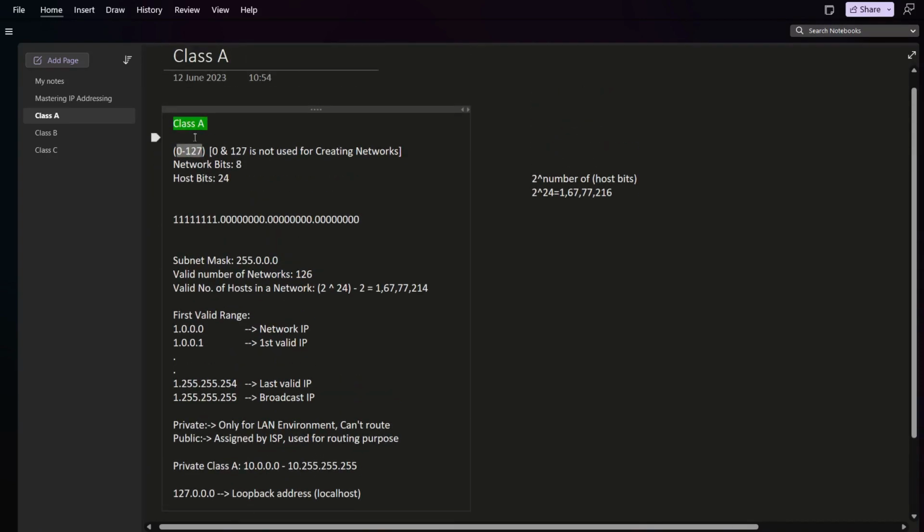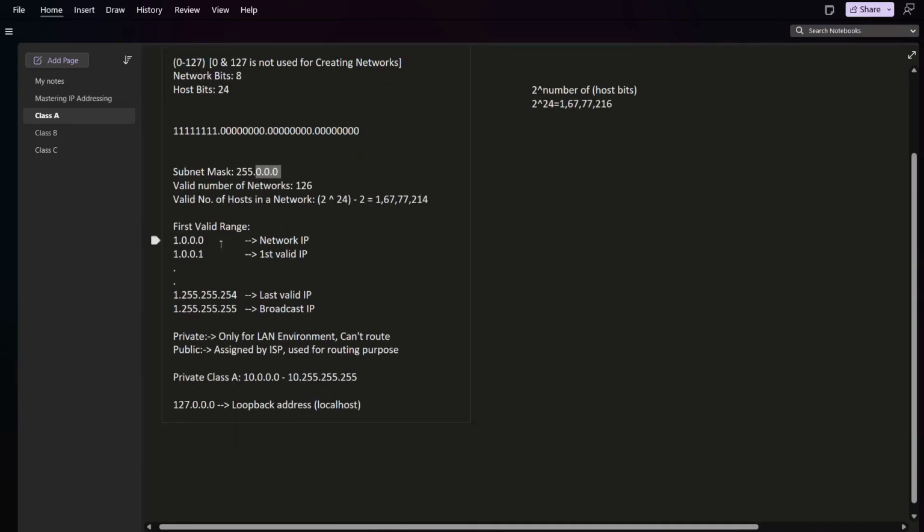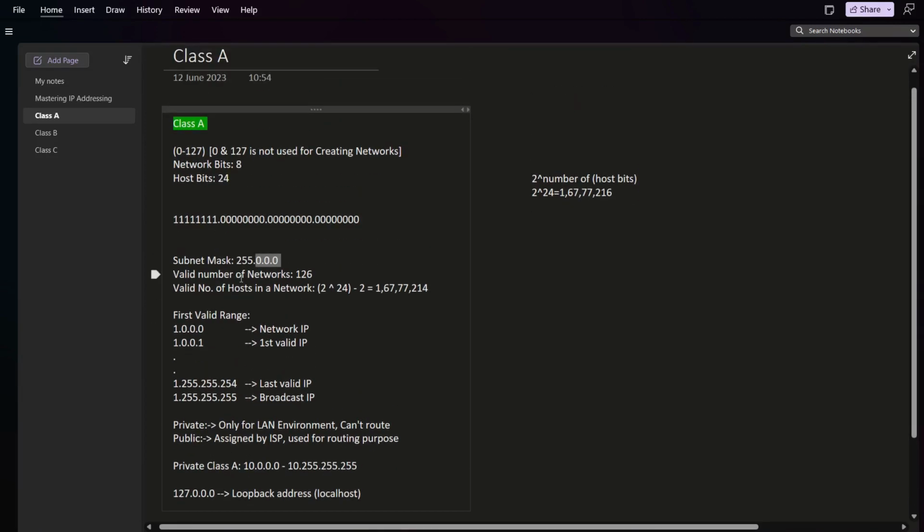So the subnet mask of class A will be 255.0.0.0. This 255 is the network bits, or we can say a network octet. The remaining three are the host octets, which are three octets. So the valid number of networks we can have here is 126.